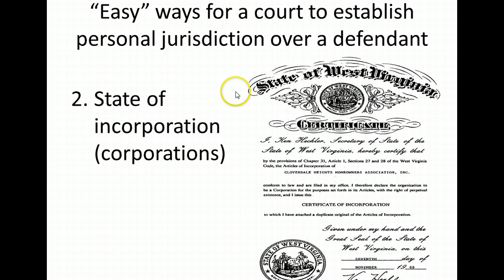The second easy way is kind of the equivalent of that for corporations, and that is that a corporation is subject to personal jurisdiction in its state of incorporation. So once again, this is kind of the equivalent of general jurisdiction over a corporation, in that a corporation can be sued and subject to personal jurisdiction in its state of incorporation, regardless of whether the plaintiff's cause of action has anything to do with that particular state.